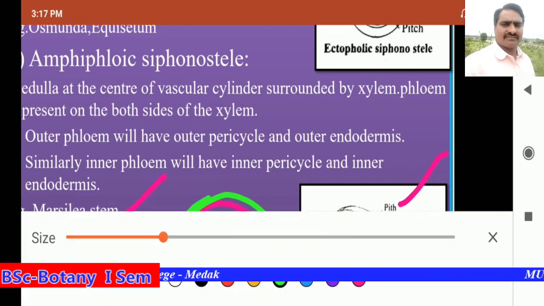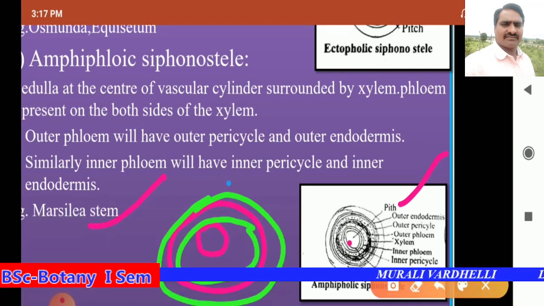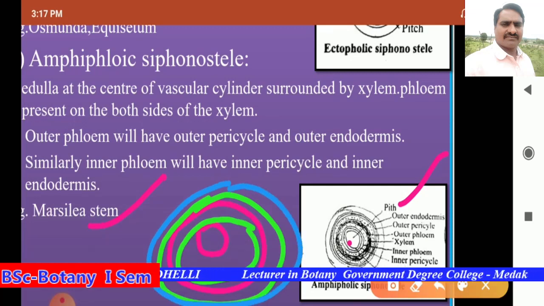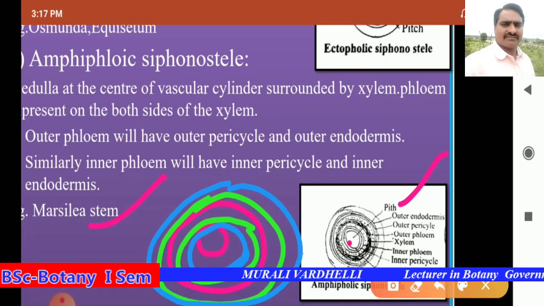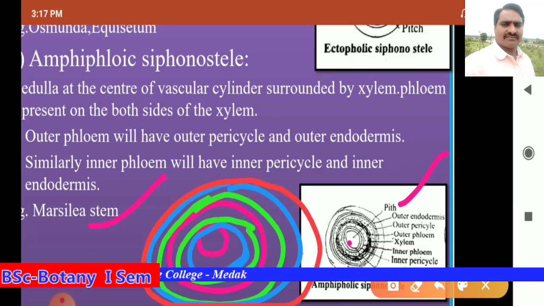Again surrounded by, outer phloem surrounded by outer pericycle, and inner phloem surrounded by inner pericycle. Next, this outer pericycle is surrounded by outer endodermis, and inner pericycle is surrounded by inner endodermis. So this type of siphonostele is called amphiphloic siphonostele.